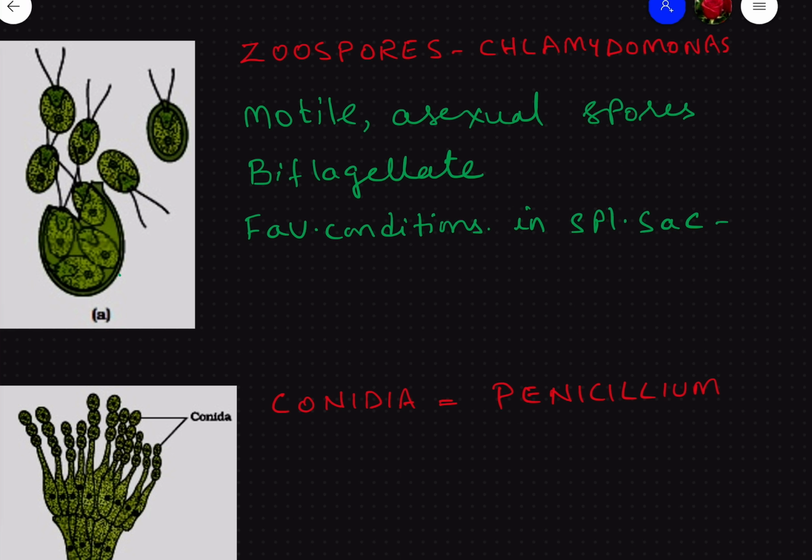What is this sac called? Sporangium. Sporangium is a special sac-like structure in which these zoospores are produced. They are asexual spores. They are produced during the favorable conditions in Chlamydomonas. Now coming to the second one.